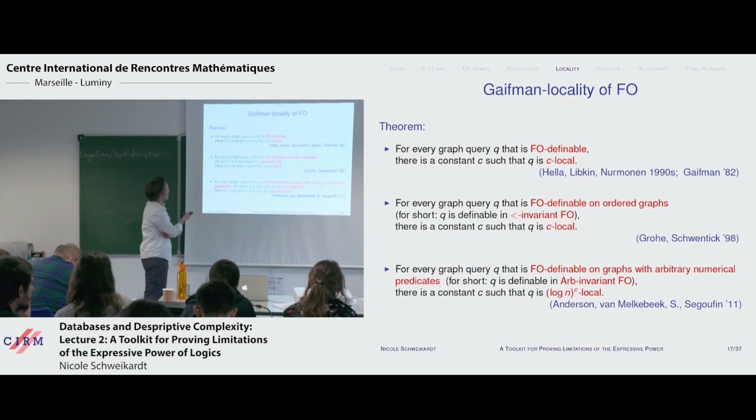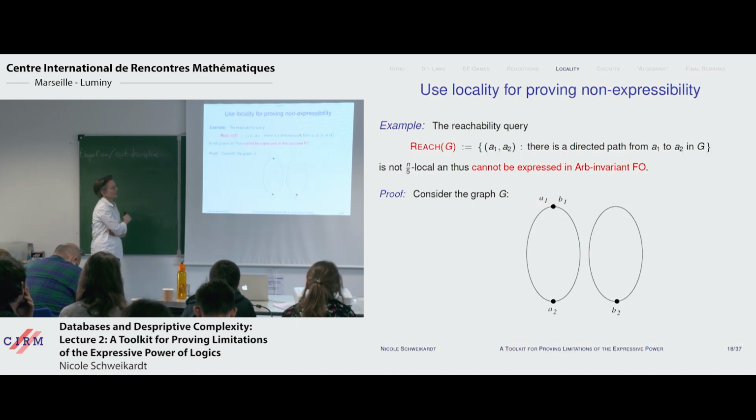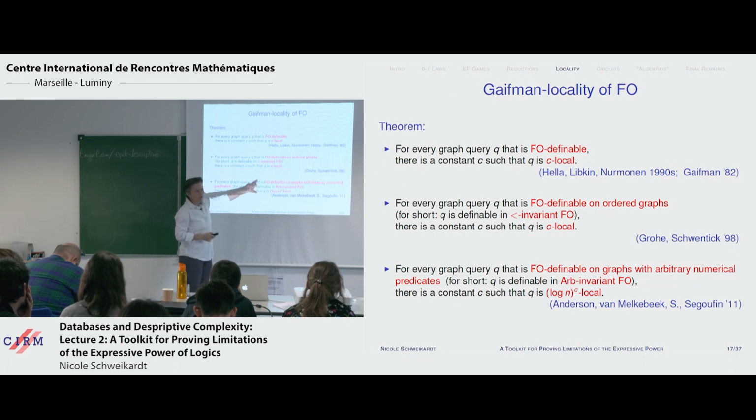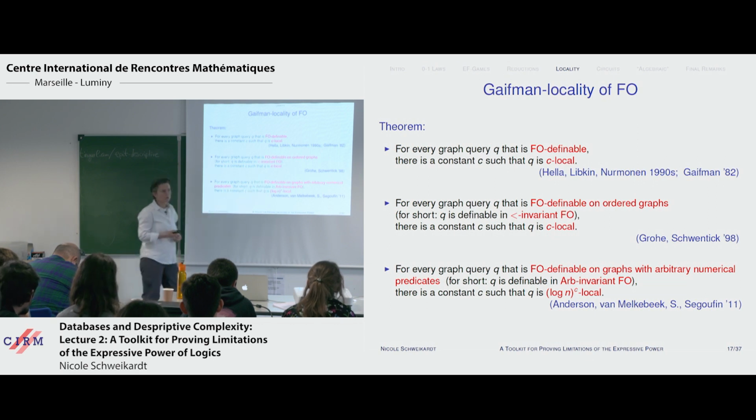So this result tells you that if it was definable in ARP invariant first order logic, it would be log n to the c local. It isn't, so it cannot be defined. And essentially by using this result and all the known examples where you use Gaifman locality to show that something is not expressible in first order logic, you can use exactly the same proof and get that it's not expressible in ARP invariant first order logic.